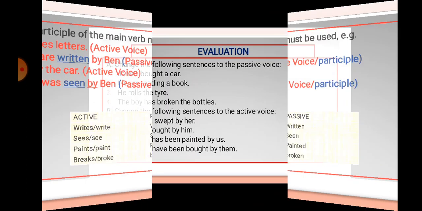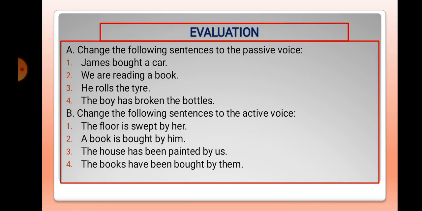That is the end of today's activities. Here is the first task for us to embark upon. We have to do it as an assignment and submit it to my Gmail account. You have to change the following sentences to the passive voice. And when you get to B, change the following sentences to the active voice.